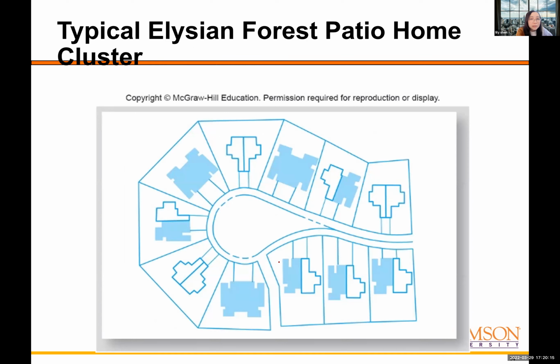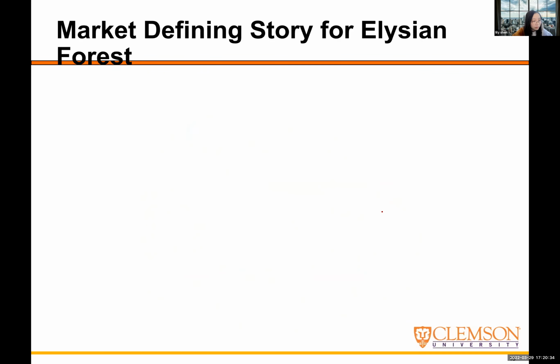This is a typical Elysian Forest patio home cluster, right? This is every single lot. It's 1 lot, 2 lot, but every lot you're seeing 2 homes. That means they do not have their individual backyard and less privacy. But maybe people like that, who knows? Let's see.